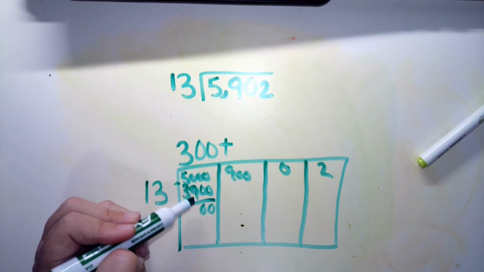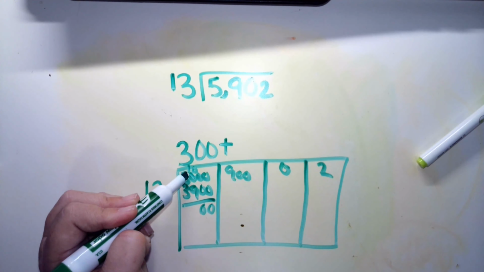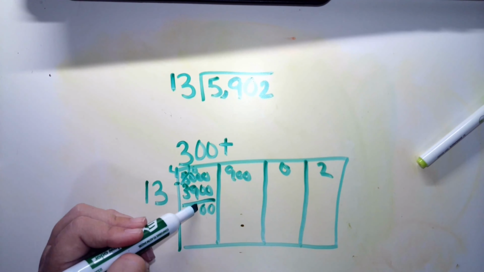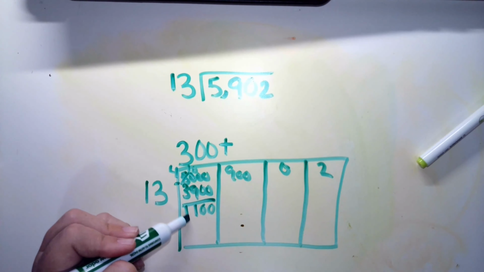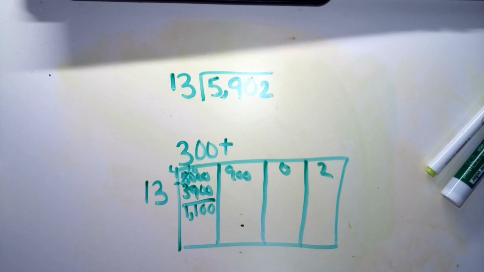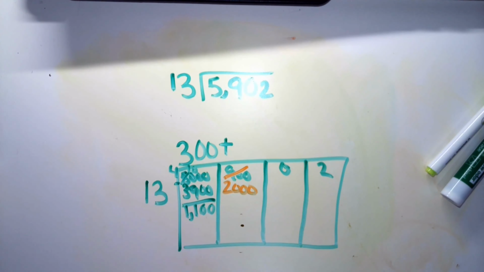This 0 cannot take away a 9, so it becomes a 10. And this, then I have to borrow from this 5, which makes it a 4. 10 minus 9 is 1, and 4 minus 3 is 1. I have 1,100 left. Obviously, 13 can go into that, but I'm just going to move it. I'm going to move it, and I'm going to add it to my 900. 1,100 plus 900 gives you 2,000, and that's my new number to work with.